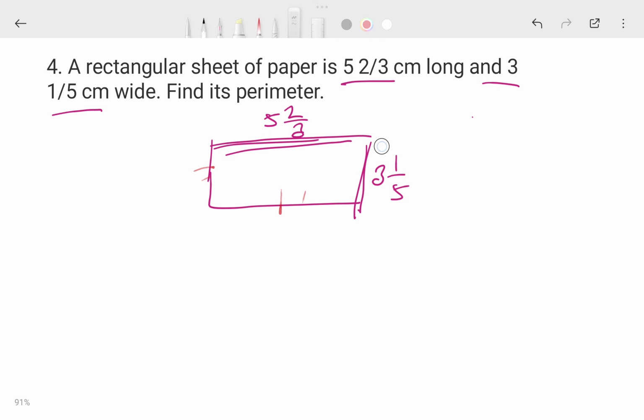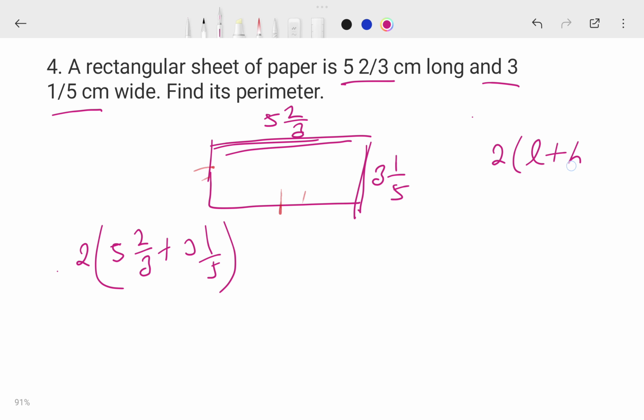We will just write like that. What we have, how we will solve: we will write 2 and we will add this one. Okay, we will add 5 2 by 3 plus 3 1 by 5. Okay, we will do like that because this is a formula.